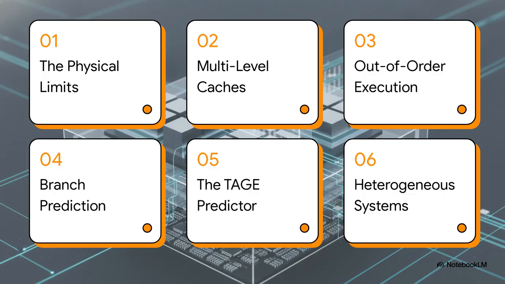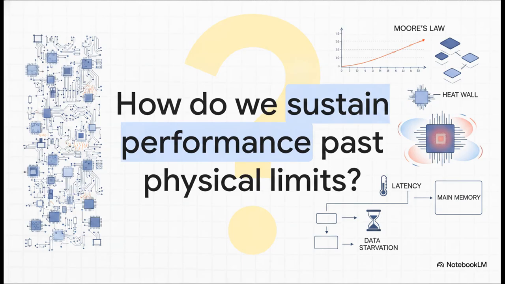Here is our architectural stack for today: the physical limits, multi-level cache hierarchies, superscalar out-of-order execution, advanced branch prediction, the TAGE predictor, and finally, heterogeneous architectures. Let's get to it. So, let's dive right into the fundamental tension of modern hardware.